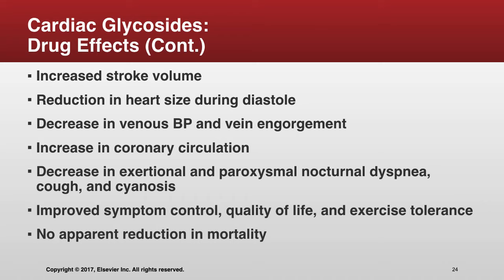We have a decrease in venous blood pressure and vein engorgement because we're moving things along, and we have that increase in the velocity of the blood leaving the heart, so we have more velocity coming back into the heart again. We increase the coronary circulation because we have that increased pressure. We decrease exertional and paroxysmal nocturnal dyspnea, cough, and cyanosis.